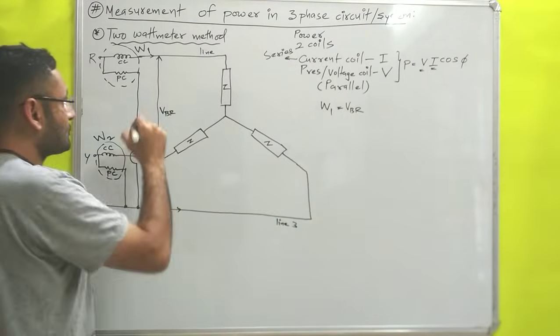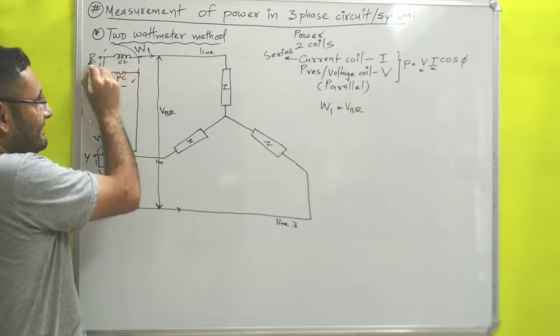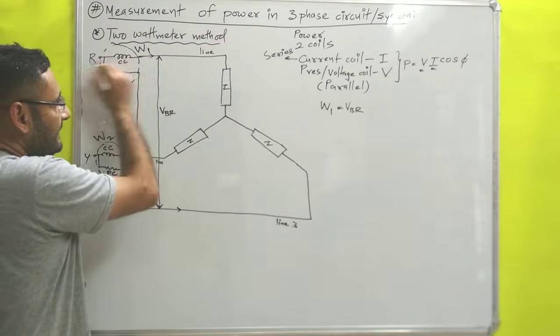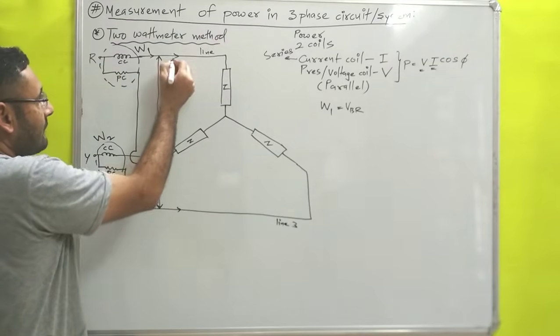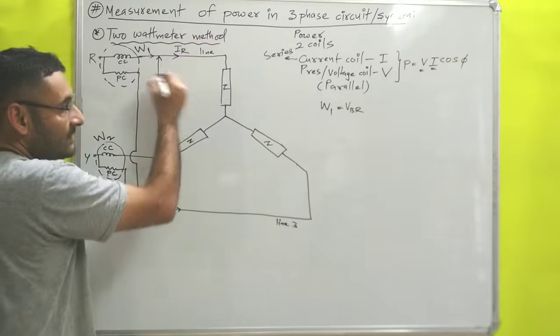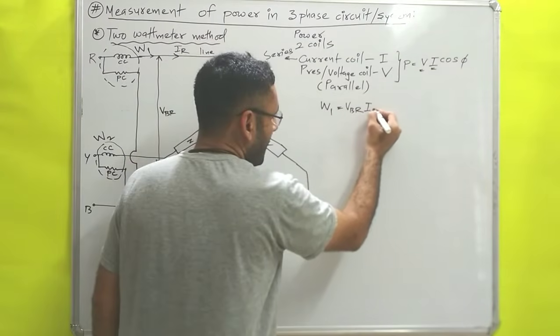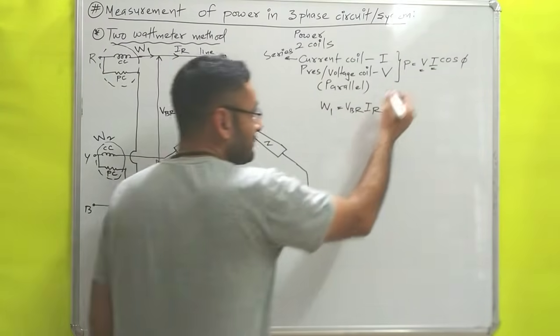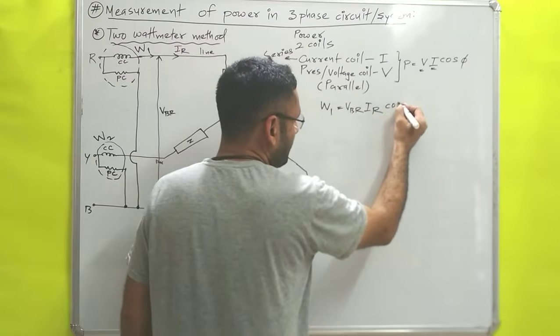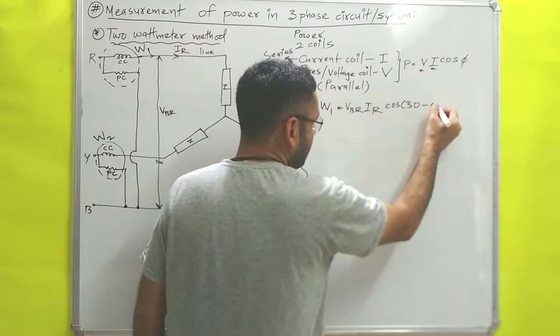For current, the current coil is connected in series with this line, and in this line, from the R phase, IR line current will flow. So multiply with IR, and the remaining is cos phi. So over here I will write cos of 30 minus phi.